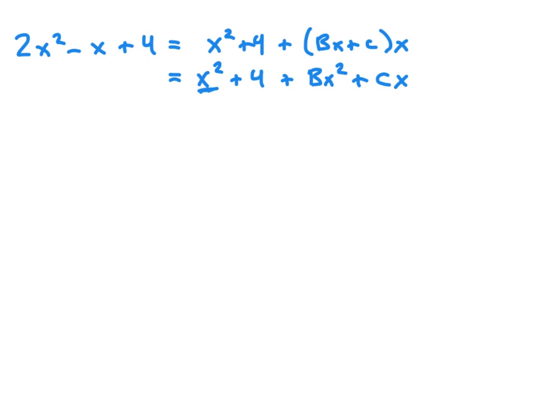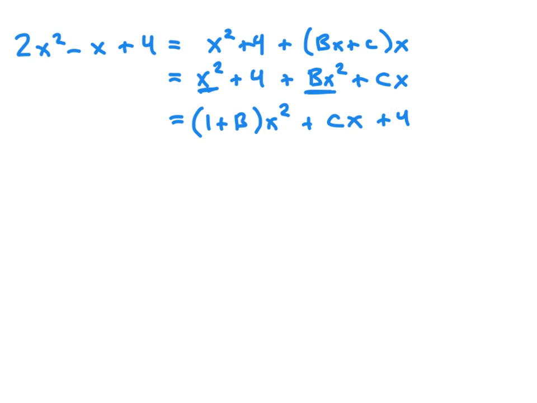And so we see we have an x squared plus bx squared here, and we can rewrite that as (1 plus b) times x squared. Just like if we had 2x squared and 3x squared, we could add them together to get 5x squared. Here we have 1x squared plus bx squared, which gives us (1 plus b) times x squared. We also have the term cx and the constant value of 4.